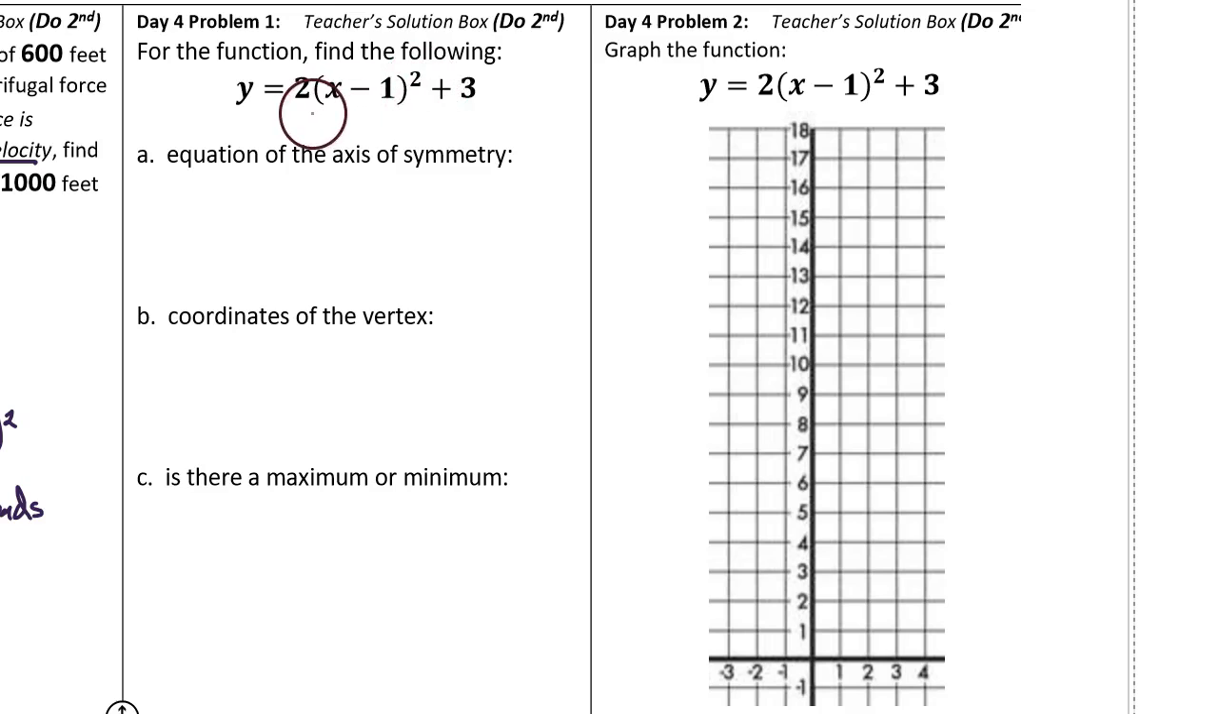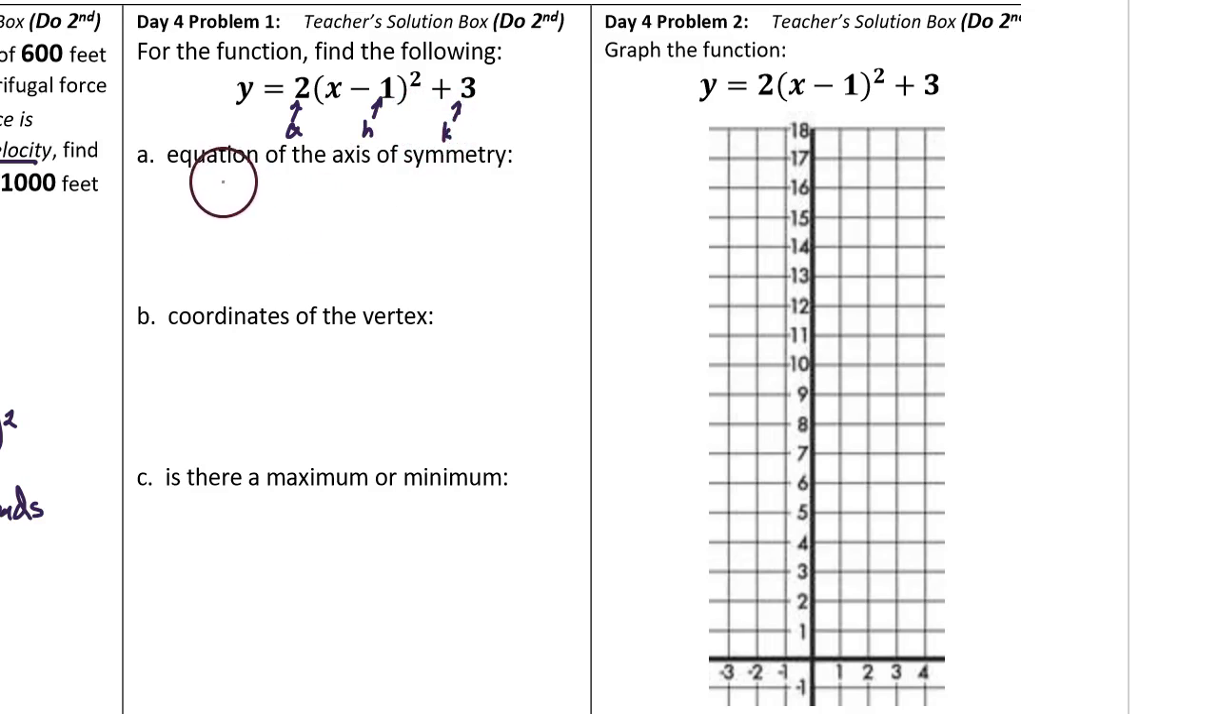This quadratic function is in a particular format called vertex form. This number here is a. This number here that's being subtracted from x is h. And this number here, which is being added on the end, is k. By knowing these three values, we can answer questions A, B, and C.